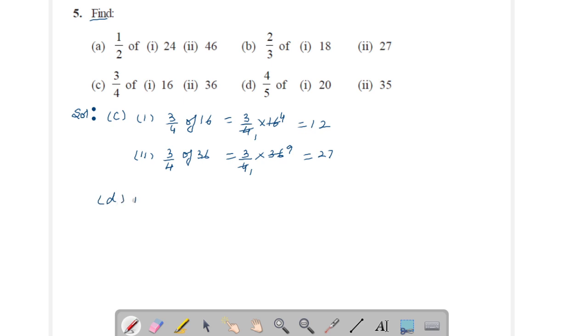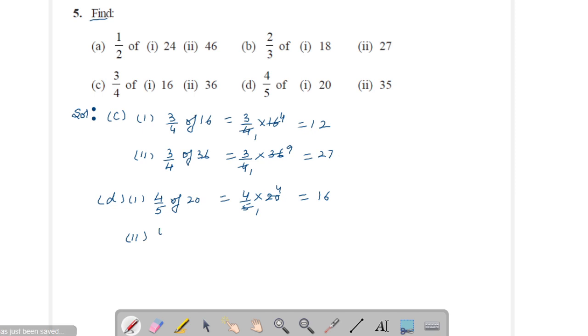D first part. It is 4 upon 5 of 20. This can be written as 4 upon 5 into 20. Here cancel 5 and 20 by 5. 5 1s are 5. 5 4s are 20. Multiply 4 into 4. It is 16. This is your answer. Then come to second part.